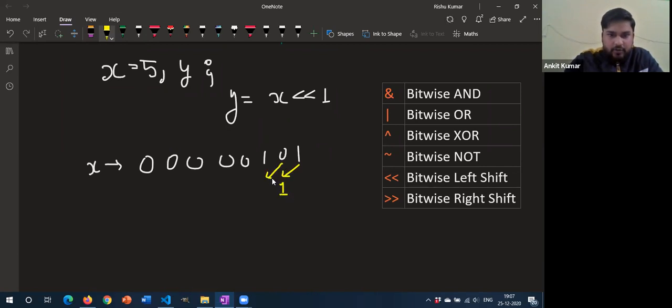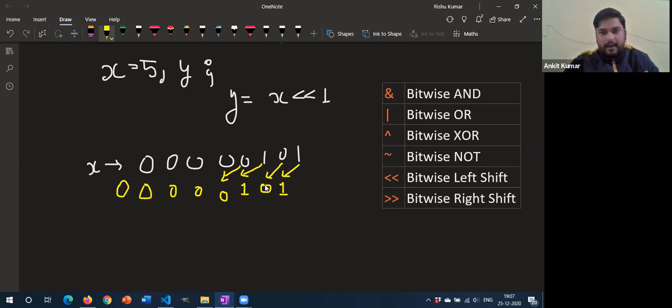Shift this 0 to this place, so you will get 0 over here. Shift this 1 to this place, you will get 1 over here. Similarly, shift this 0 to this place. Here I am having 5 zeros, so I'll simply write 5 zeros because shifting them will get me 5 zeros over here. Now this place is vacant because I shifted this one from its place to this. So what will be there? I will write 0 over there.